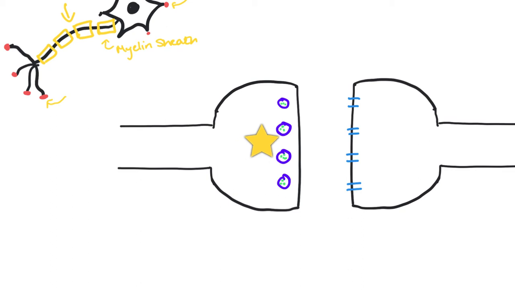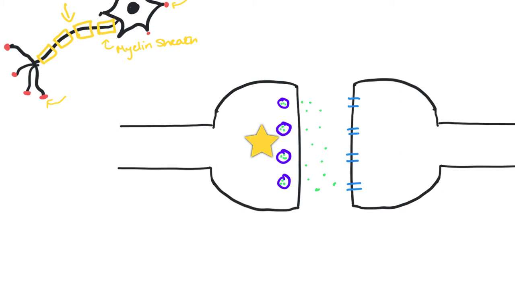As it gets down here, it triggers the release of these neurotransmitters. These little green dots represent stores of neurotransmitters, which are a chemical which will be released once the electrical impulse has been received to the very end. Now, when these neurotransmitters are released, they then diffuse across this gap, across the synapse.